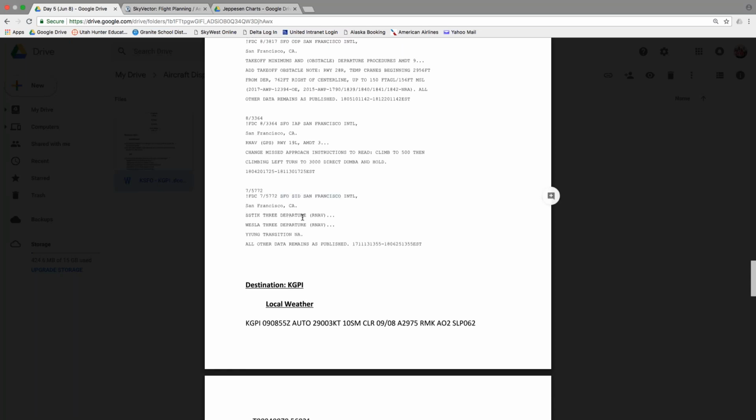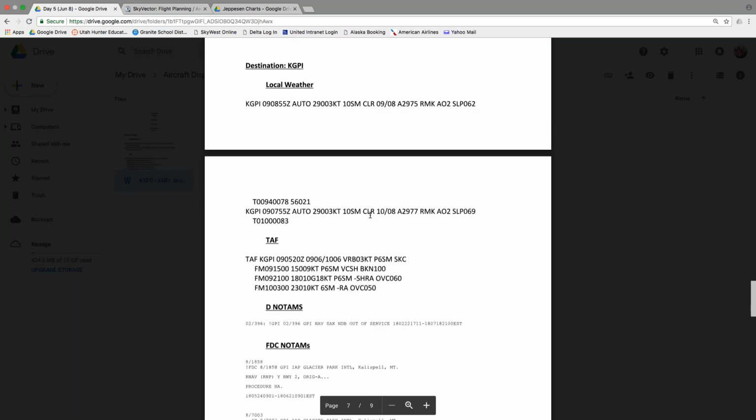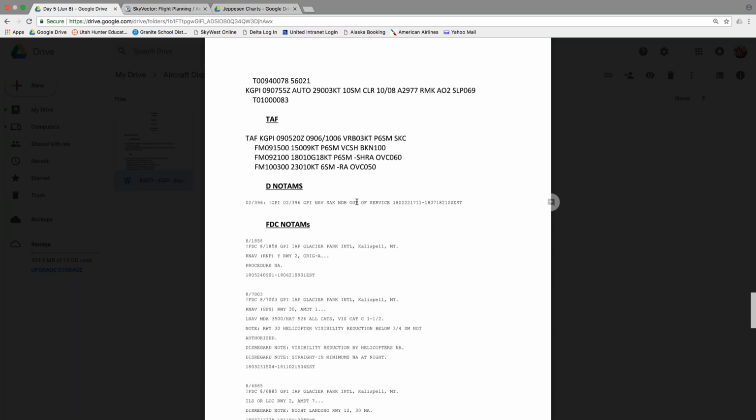Come down here, there's another SID, FDC NOTAM, Stick 3, Westla 3, and Young transition. All of those, once again, no San Francisco for departure. So we're good in San Francisco. There's nothing that's going to slow us down getting out of San Francisco. Okay, going to Kalispell. Once again, the SAC NDB is out of service. Okay.